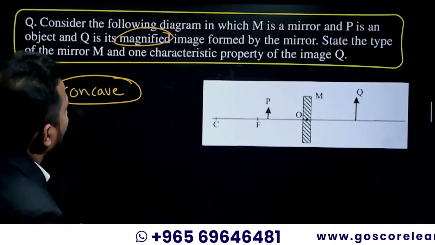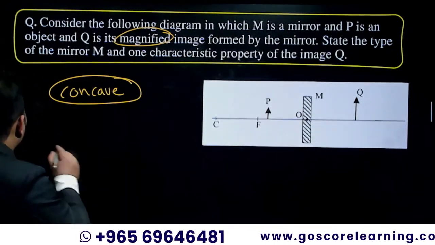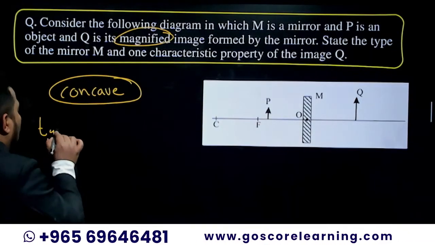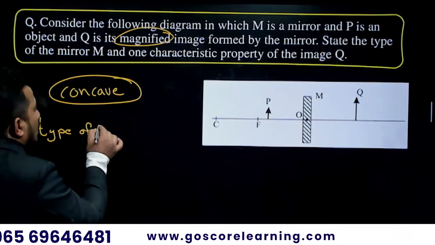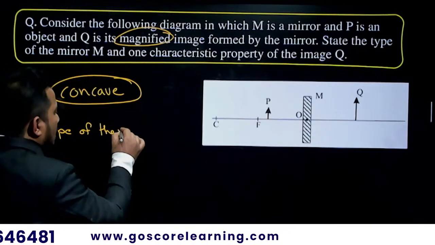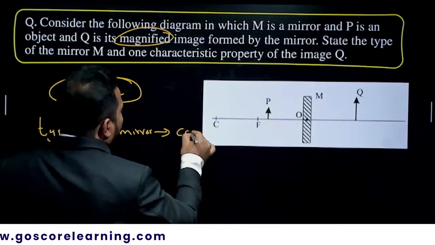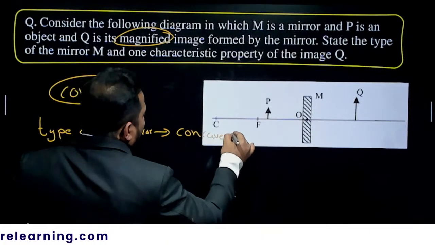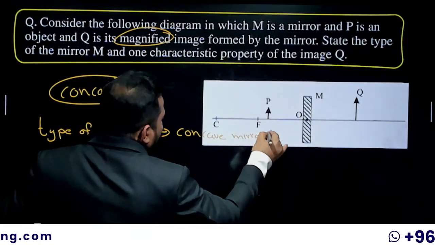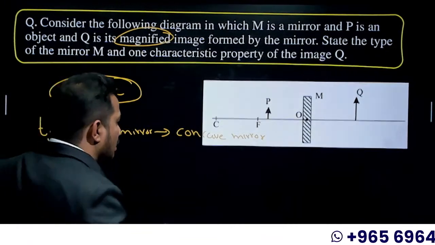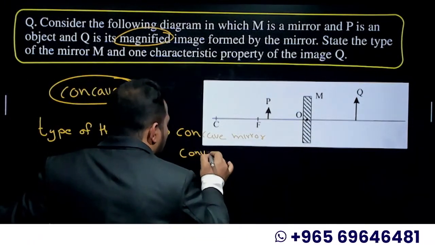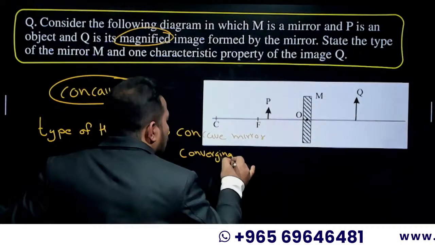So your answer should be, M is a mirror and P is an object and Q is the magnified image formed. State the type of the mirror. Type of the mirror is concave. Concave mirror. As the type of mirror is asked, you know that a concave mirror is a converging mirror.